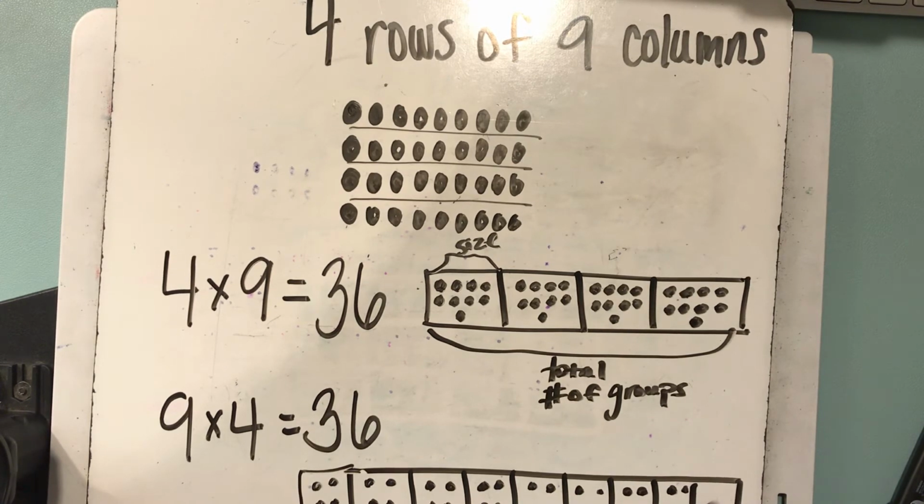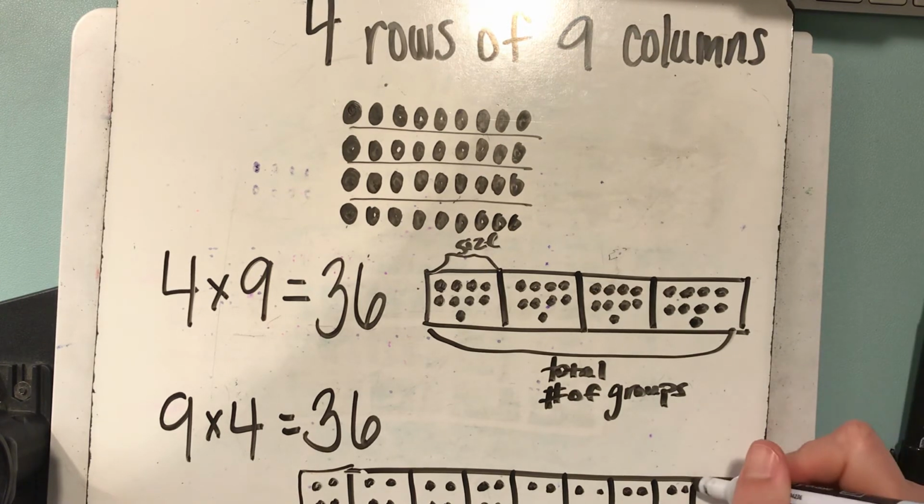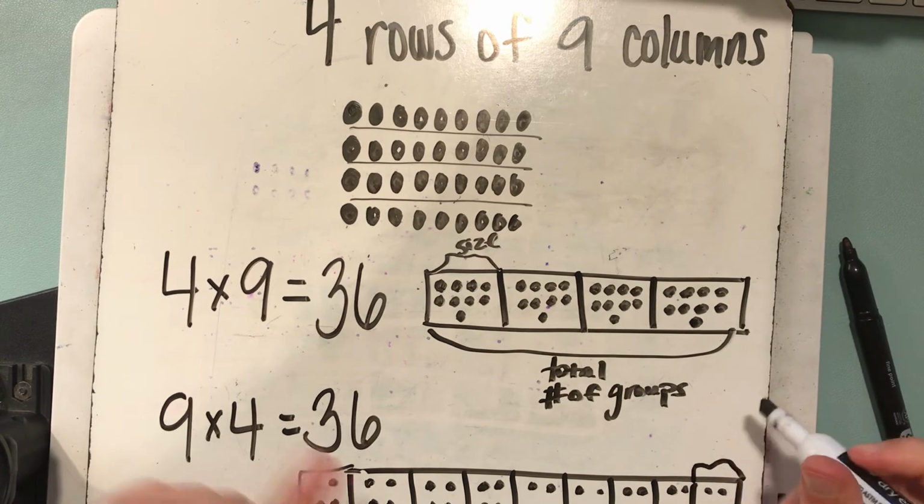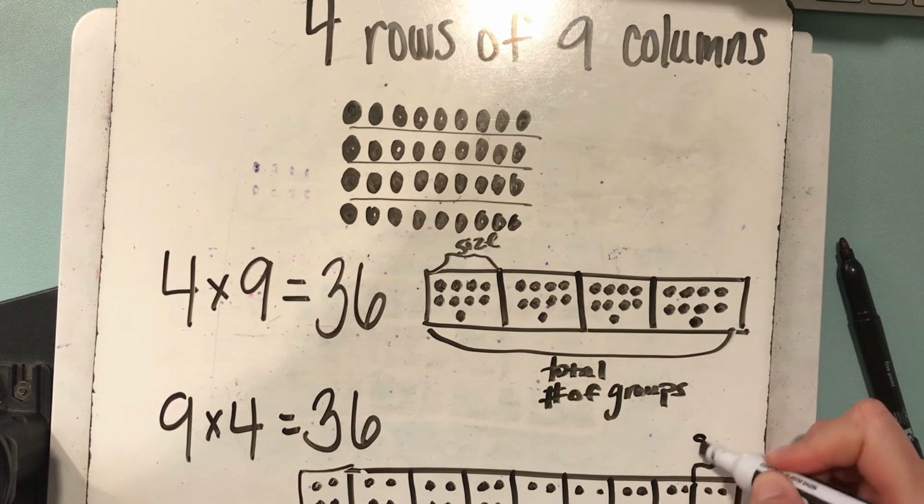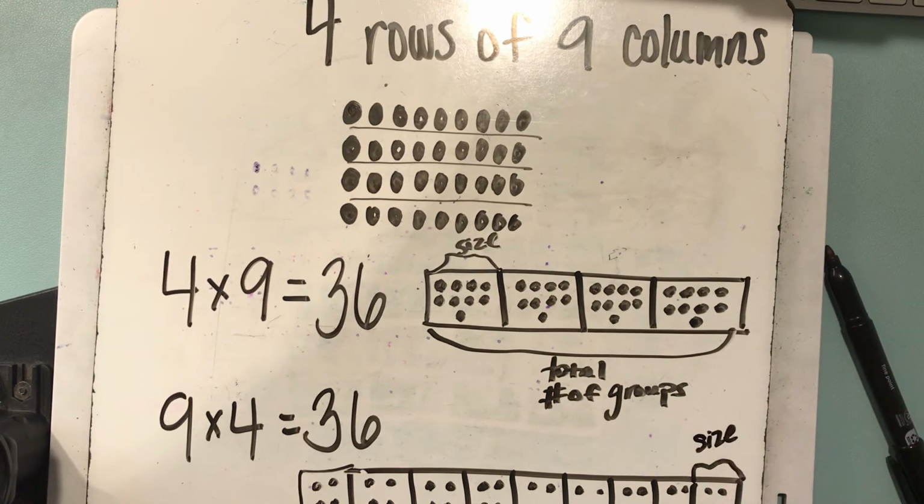Ooh, this is taking a long time. Okay. So now we're gonna label it. What does this represent here? This represents the size of the group, right? We have 4 in this one square.